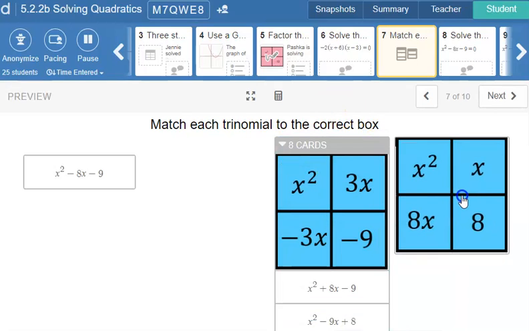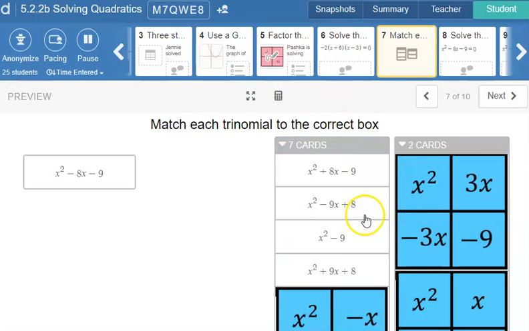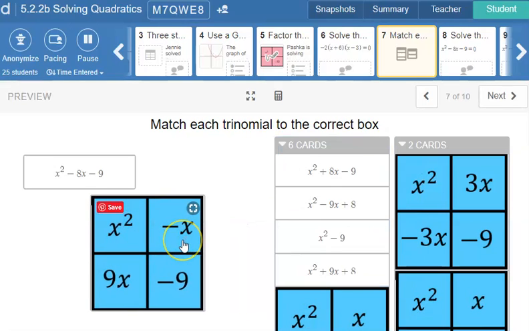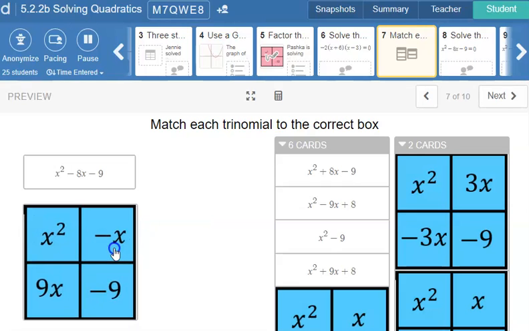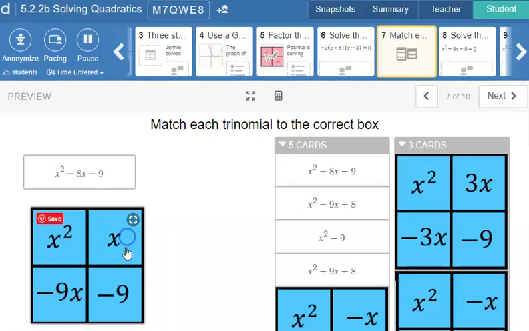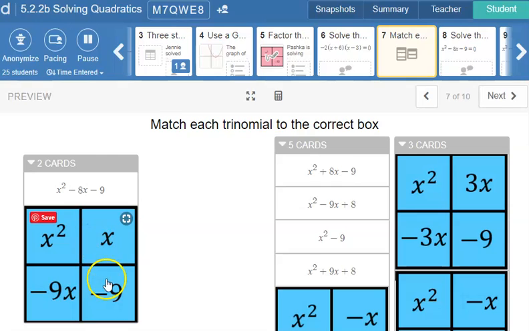Alright, so let me see if I can do another one. How about this one? No. Oh yeah, wait a minute, this one's almost right. We got x squared, negative x, and 9x don't add up to negative 8x, so it can't be this one. So we're not going to use that one. Let's do this one. Aha, this one works. So x squared minus 8x minus 9 would have to be this one, because the x's add up to negative 8x. So I'm going to choose that one.